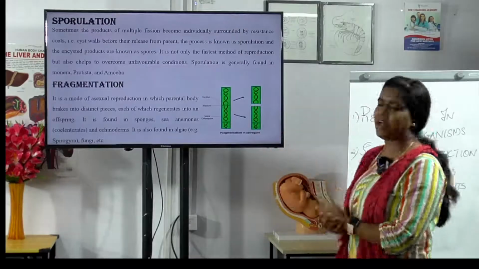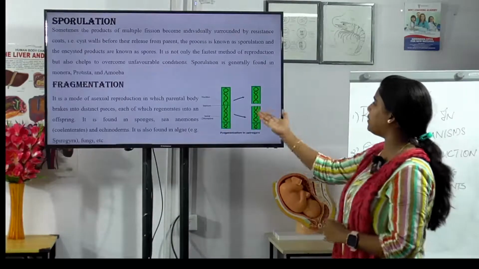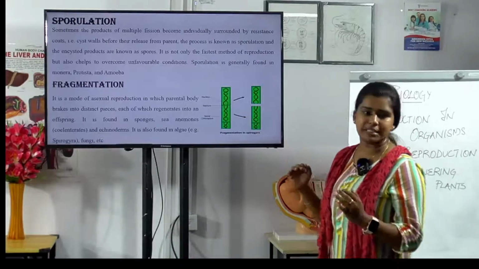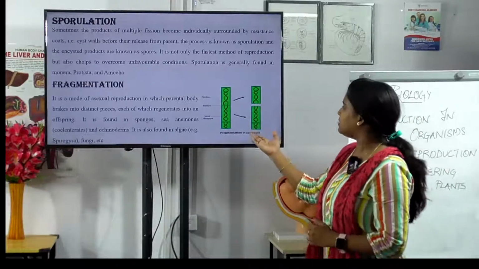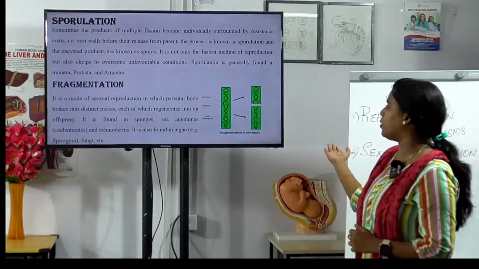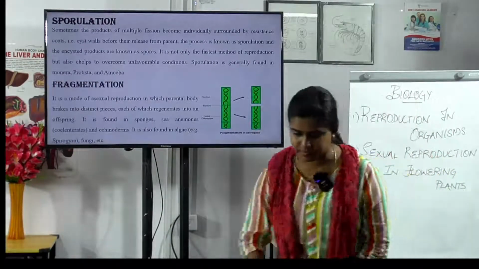And the next one is fragmentation. It is also another kind of asexual method. What happens here is the body breaks into distinct pieces, and each piece generates into an offspring. This is found in sponges, sea anemones and echinoderms. It is also found in algae and fungi.